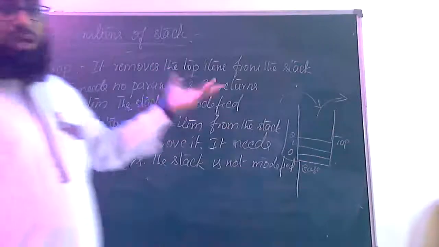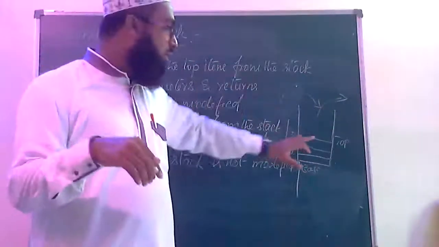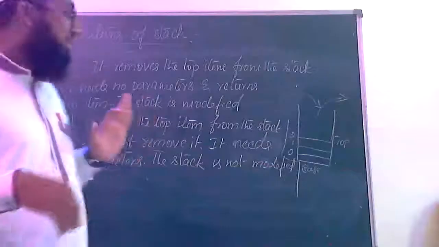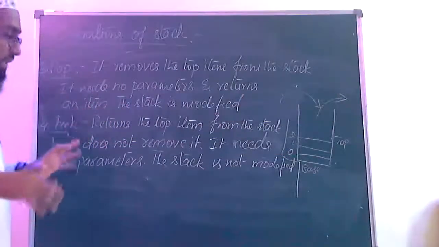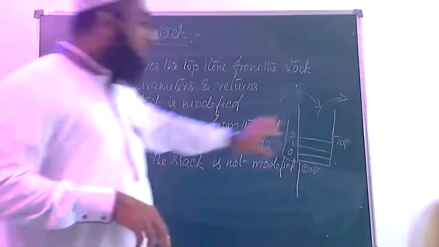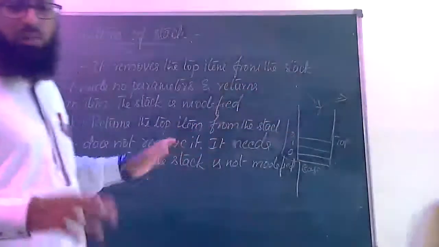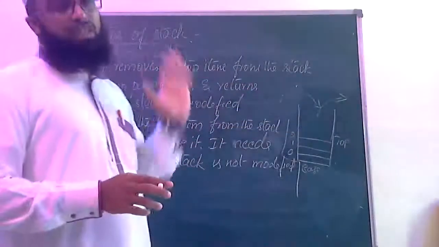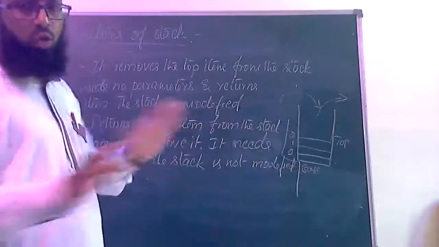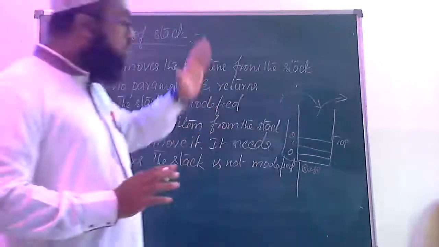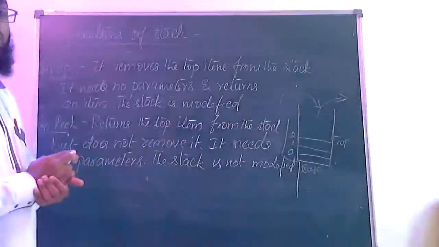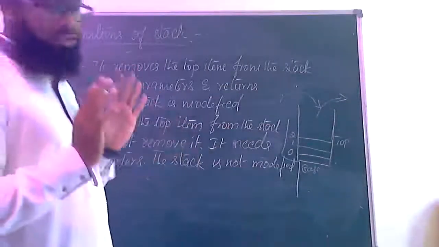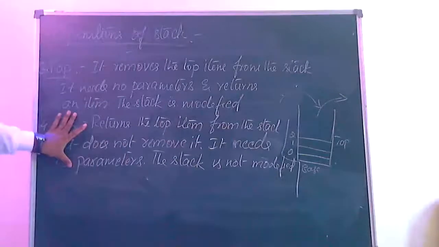It needs no parameters. It does not require any item because the items are already present in the stack. Then the stack is not modified. This means it will just check the top item of the stack, but it will not remove that item. Here no items are needed and no changes are done in the stack, so the stack is finally not modified. Okay, this is called peek.